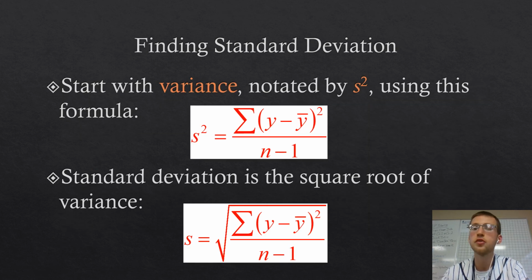Now, don't worry too much about calculating standard deviation by hand. Our calculator will do that for us. But what you need to know is that variance is what we start with, okay? So variance, that is notated with S squared. That's how we start by finding our standard deviation. Then to find standard deviation from variance, we just take the square root of that.